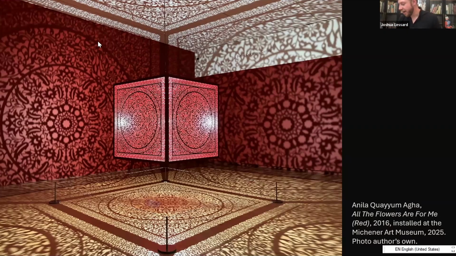And not to make a plug in the middle of this, but if you do read the catalog, which is available in our gift shop, you will also note that Anila very much desires for that interplay, that the viewer is itself part of the work in that way. So sorry, you were just hitting it so precisely and I loved it. I wanted to just make sure that I got that in there.